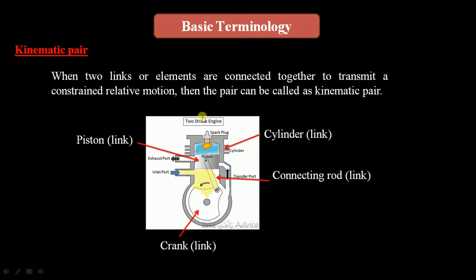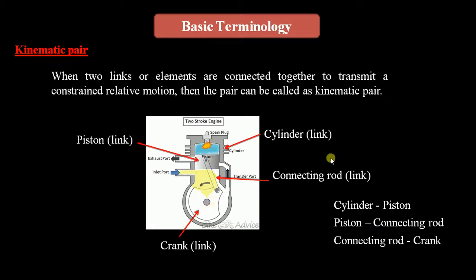For example, the same two stroke engine we are considering here: piston, cylinder, connecting rod and crank. All these parts can make four pairs here. So what are the pairs we can consider? One pair is cylinder and piston. The cylinder, which is the fixed part, and the piston can form one pair, and similarly piston and connecting rod can form another pair, and connecting rod and the crank can make another pair, and similarly crank and the frame. Crank, frame, cylinder and the shaft are all related to a single link only, because those are in a rigid, fixed position. So the crank, frame, cylinder and the shaft can form one pair here. Okay, so that is about the kinematic pair.